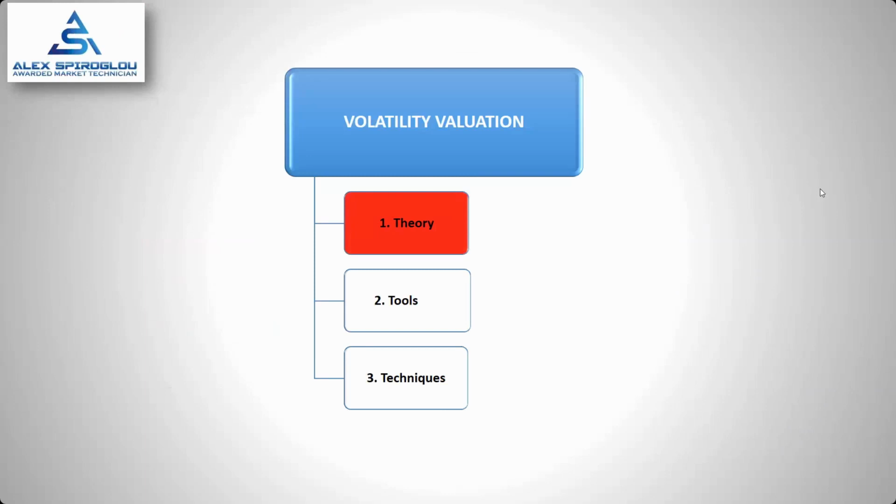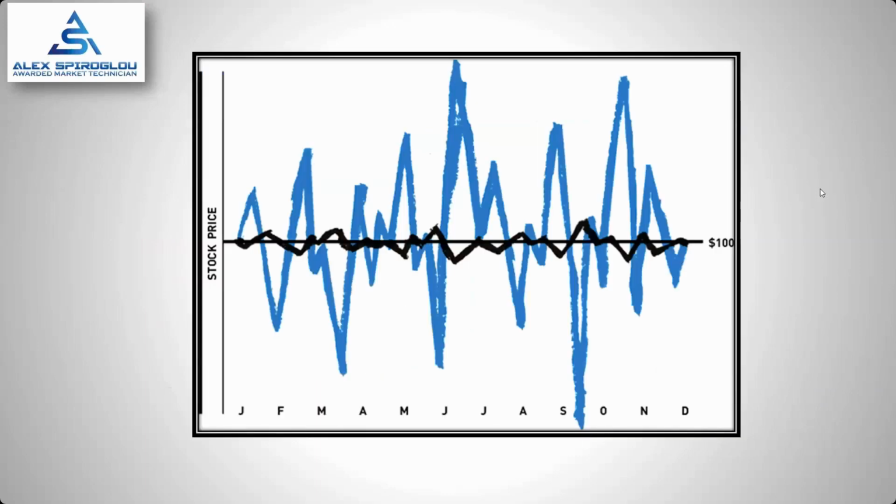So, like I mentioned, we'll be talking about volatility valuation, and we'll break down the presentation into three parts: theory, tools, and techniques. Theory, let's begin. What is volatility? Volatility is the amount of fluctuation you have. It doesn't refer to trend, but it talks about the fluctuation around the trend.